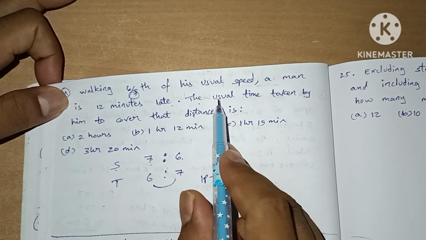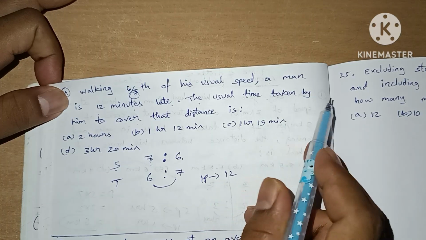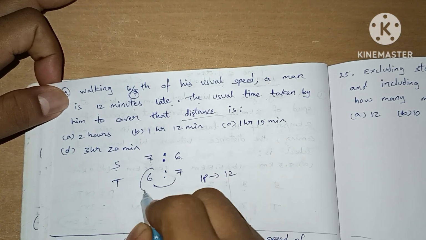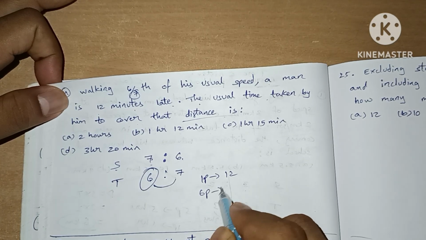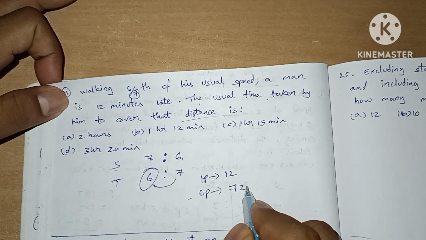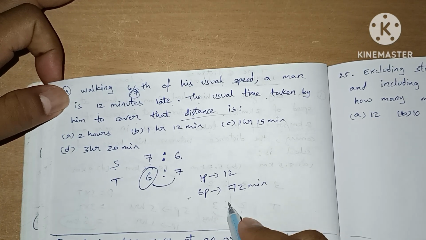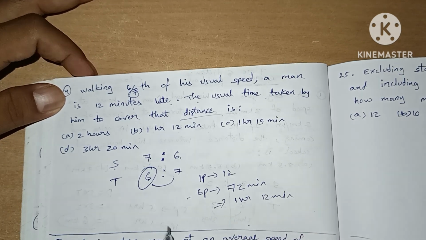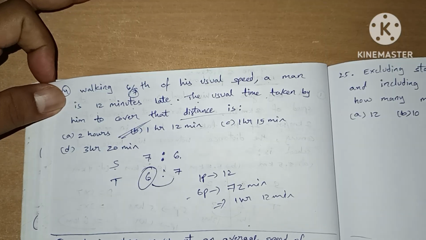So what we need to find is the usual time taken by him to cover the distance. Asking about this time, 6 parts value. 6 × 12 is 72 minutes. 72 minutes means 1 hour 12 minutes. Option B is our answer.